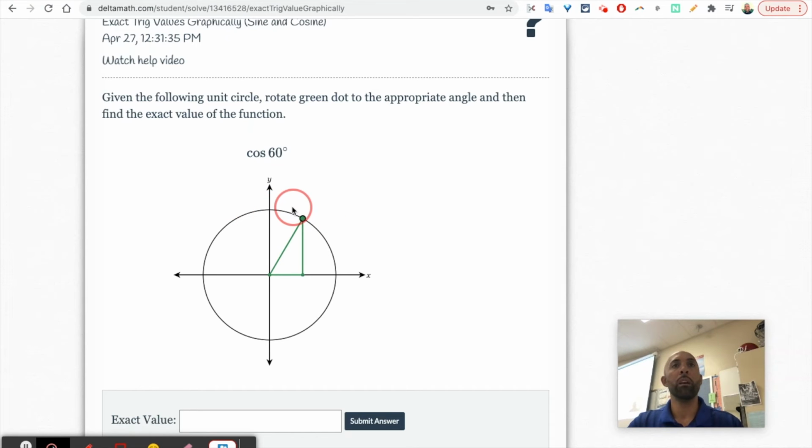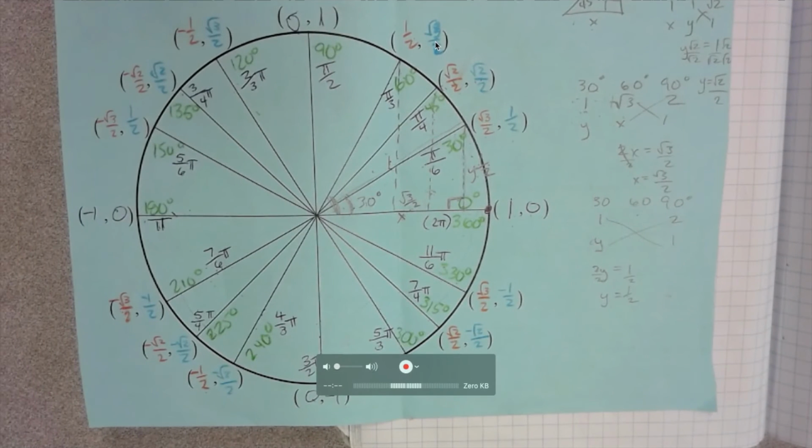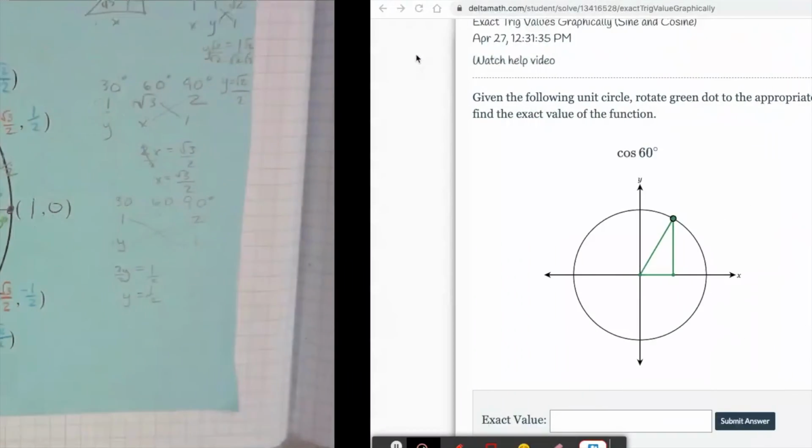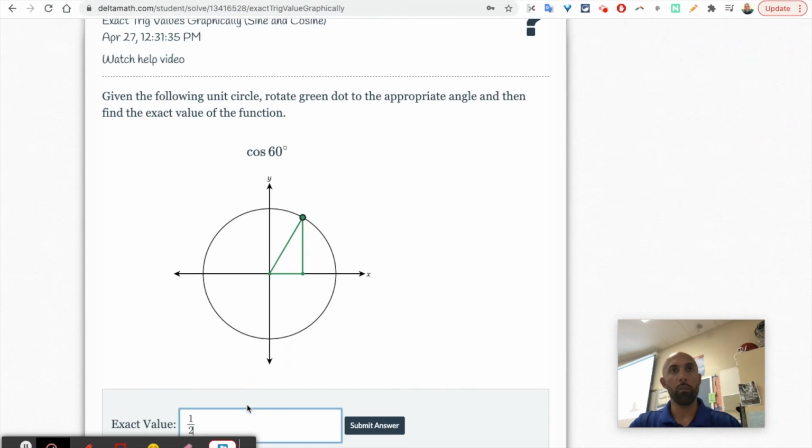So 60 is right up there. Cosine of 60 is 1/2. Remember, it's the x value there, 1/2.